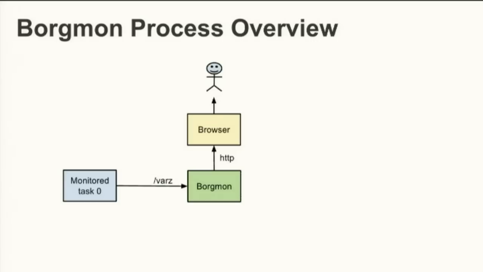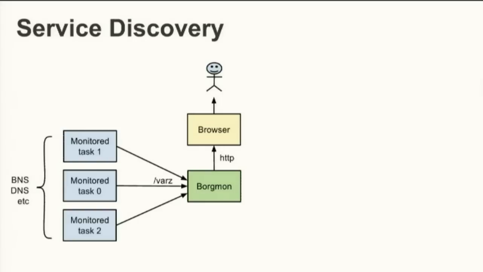So in a very trivial example, you'd have a task, a Borgmon, and a user looking at the browser, looking at the Borgmon, which is looking at the task. Using service discovery, like the BNS, the Borg name service, or DNS itself, Kubernetes has a naming system, Consul has a naming system. Any one of these things will help you find, you program in the Borgmon and say, my task looks like this, please go find out where they really are, and it will go off and scrape all of the varz pages, yes.